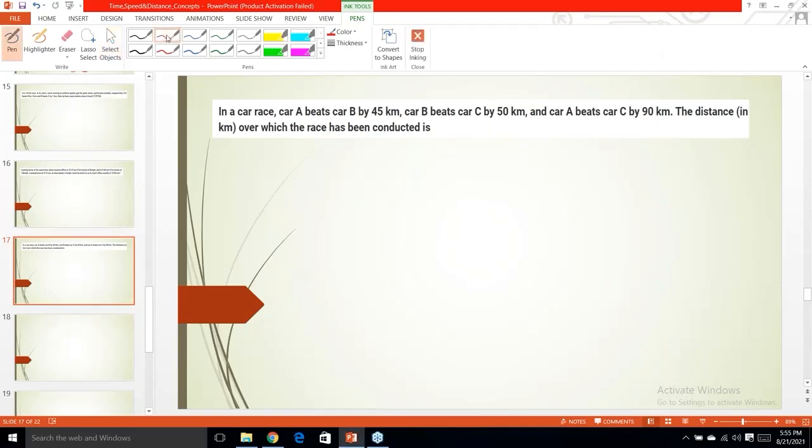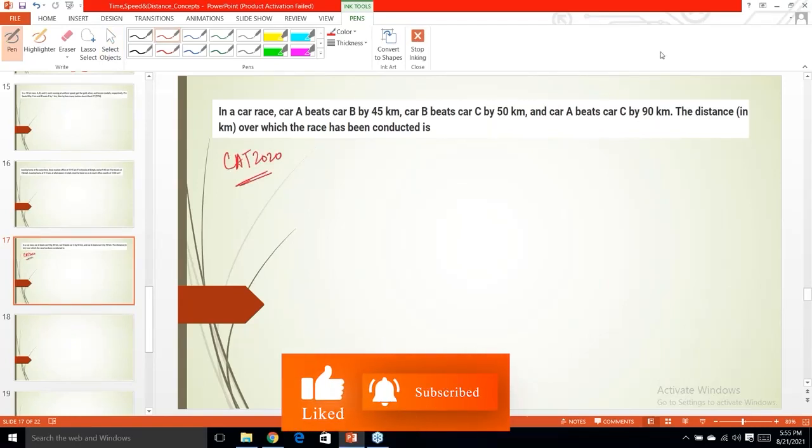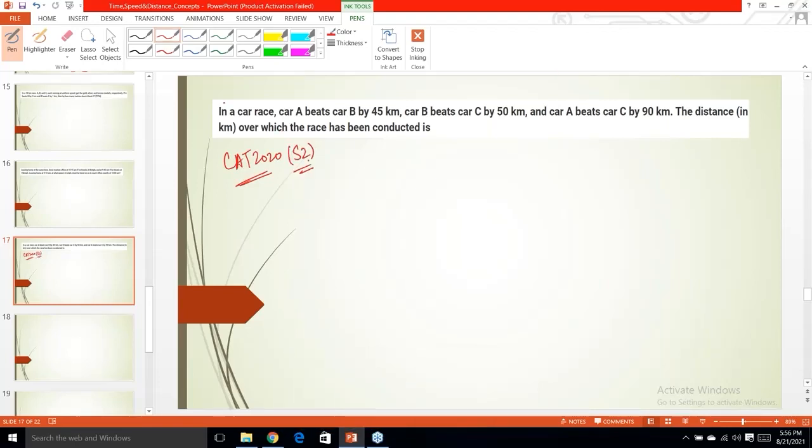And this is a question that actually appeared in CAT 2020 in my slot, so I know it very well. I think this was the first question that appeared in my paper at least. So this was asked in CAT 2020 slot 2. Let's just start solving, okay? Because you'll have doubts and that will also take some time to clear.